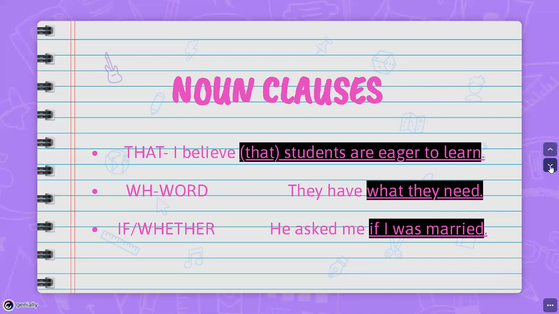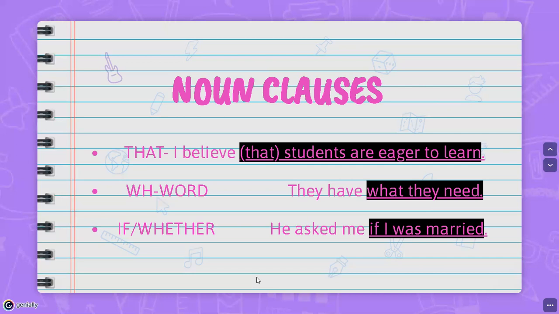As regards the possibilities, how can they be introduced? Which word can we find at the beginning of a noun clause? Well, we may find the word that, which is a subordinating conjunction, as in the example here. I believe (that) students are eager to learn. See that "that" is between brackets because, of course, it might be omitted. And I could say, I believe students are eager to learn.